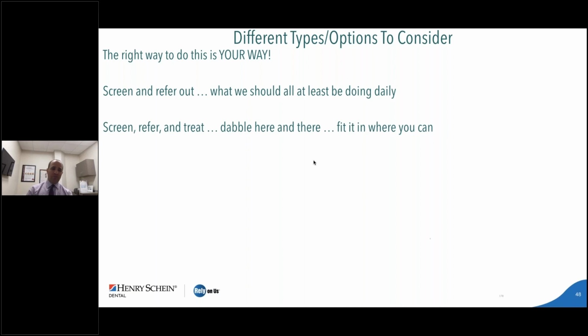You can screen, refer, and treat. So you can dabble here and there and fit it in where you can. So you can screen, refer out, have the patient come back once you have ample training and discuss what oral appliance therapy looks like, discuss the risk indications, get an order from the sleep physician. But really it works: screening, diagnostic sleep study, and then an order from a physician or the sleep physician to fabricate the oral appliance. So you can screen, refer, and treat and just dabble here and there and fit it into your schedule where you want to.